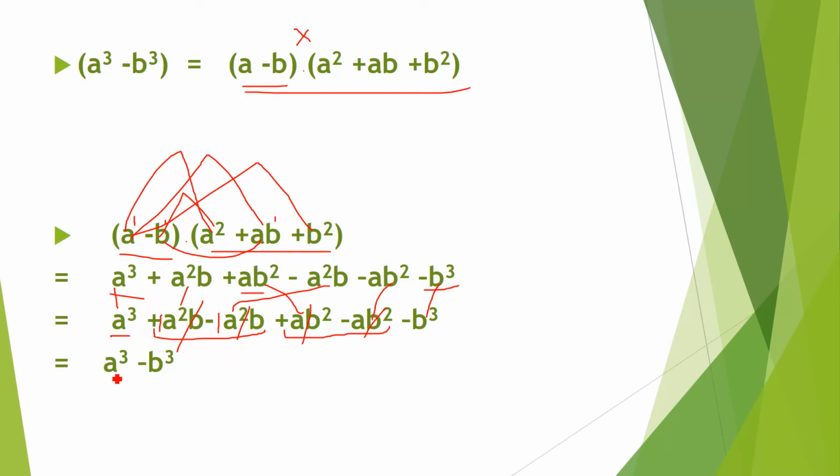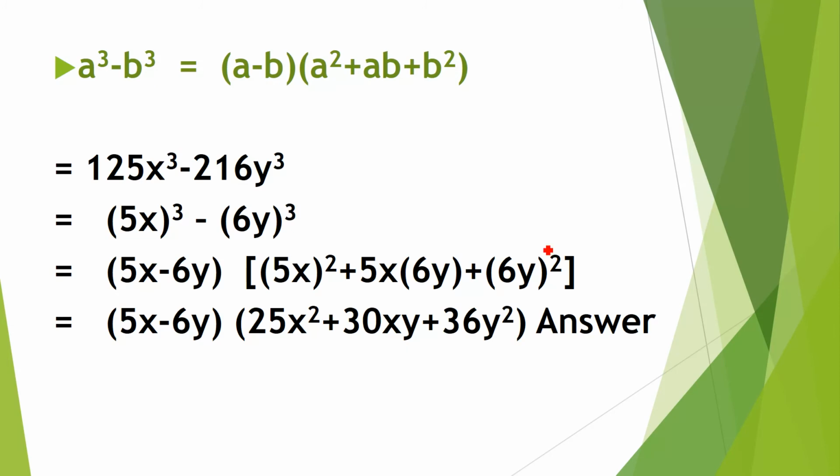What is remaining? A cube from here, and b cube from here. A cube minus b cube. So this is the proof that a cube minus b cube is equal to a minus b multiplied by a square plus ab plus b square. If someone asks you to prove it, then you have to multiply these two parentheses, and you will get a cube minus b cube. Now we will solve some questions in order to understand the concept.